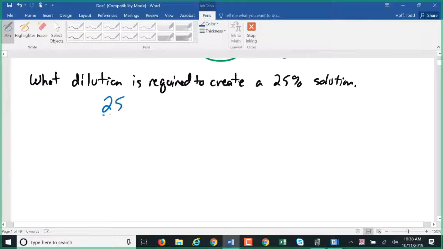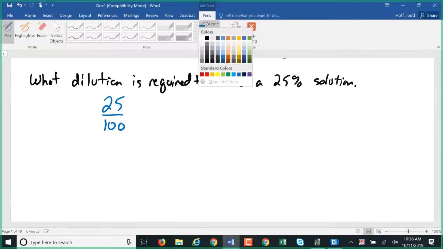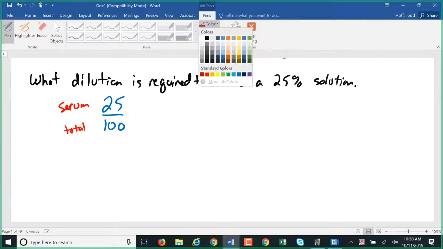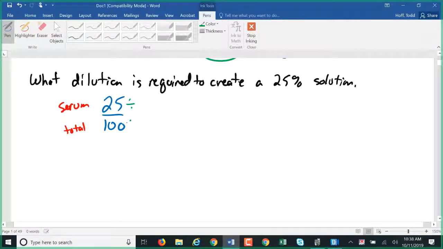25% is 25 out of 100. Well, that 25 is representing the serum. And the 100 does represent the whole amount, or the total solution. We could just reduce that fraction, that ratio. 25 over 100 is just a ratio. In this case, both of those numbers divide by 25, giving us 1 in 4.